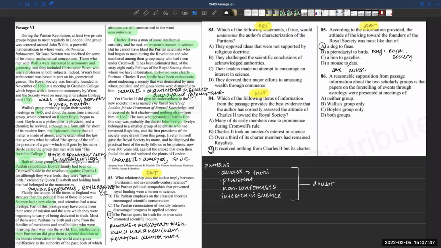All right. A reasonable supposition from passage info about the two scholarly groups is that papers on the foretelling of events through astrology were presented at meetings of what? So really we're trying to connect who is studying astrology, right? So we have astrology here and we're trying to figure out who that would belong to. A lot of students will think that it'll go with astronomy, which is Wallace. A lot of people will think that.